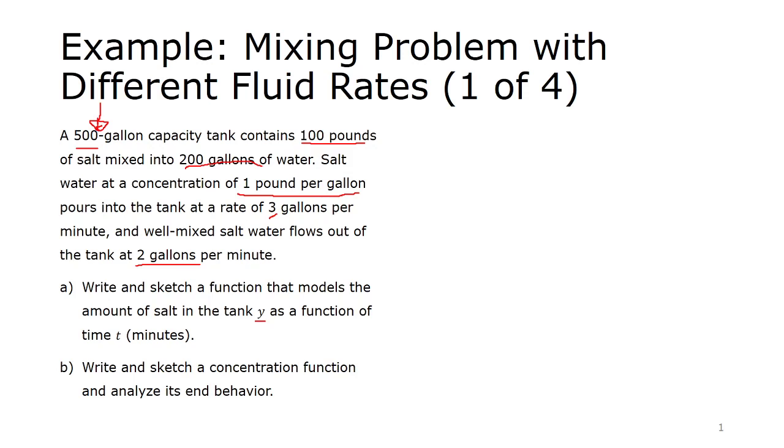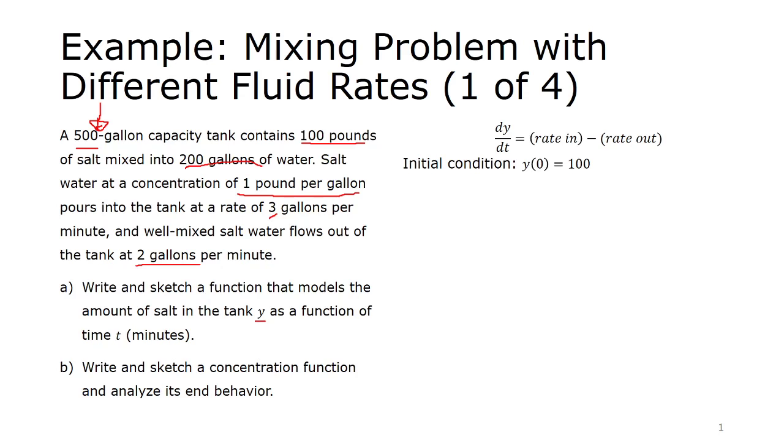First, to set up our differential equation, remember we'll set up dy/dt, the rate of change of salt in the tank as a function of time. We'll set it up as a difference, rate in minus rate out. Remember, we're talking about rates of salt per gallon coming in and going out. So the initial condition that we've got, just to include everything here, is y of 0 equals 100. When time is 0, we have 100 pounds.